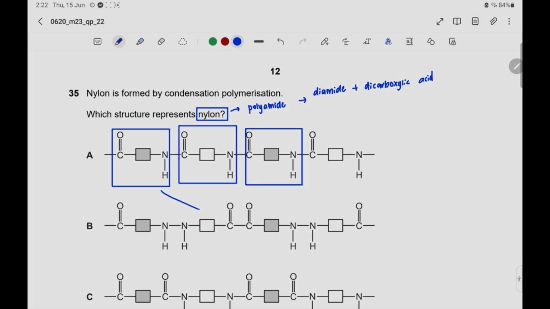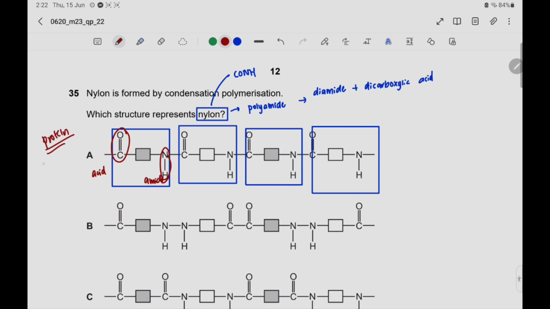This is the same compound definitely, and this will be the same compound as this one. So this is almost the same, right? Because I told you nylon, you will see the bonding of CONH. But why is this not the answer? If you can see, this is acid, this is amide. This is actually protein. Your bio teacher should teach you amino acid. They are actually made from amide and acid as one compound.